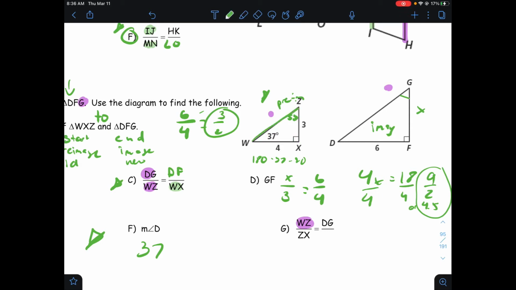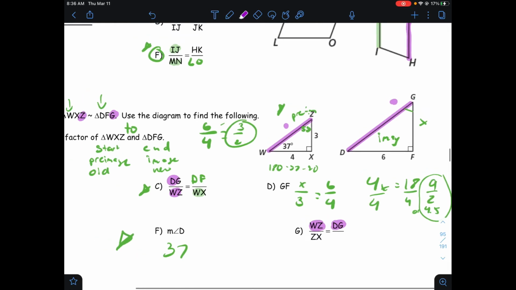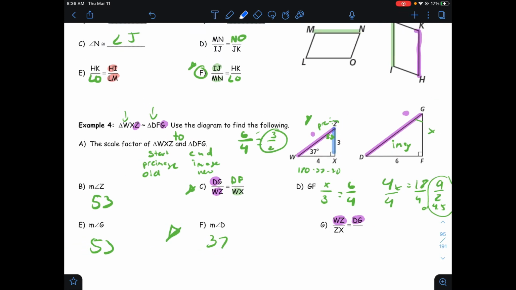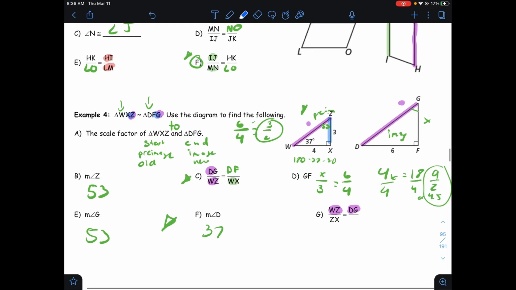We have WZ and we have DG. You see how these are corresponding? So you can set them up this way as well. Instead of putting them on top of each other, you can set them equal to each other. And then we've got ZX, right? And you can see, what part goes with ZX? It's going to be GF, right?